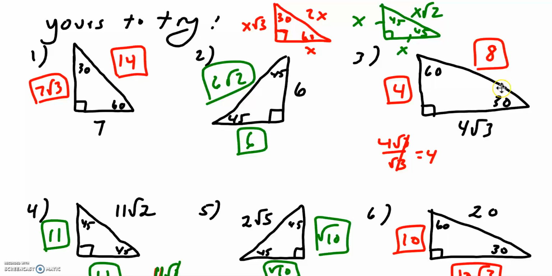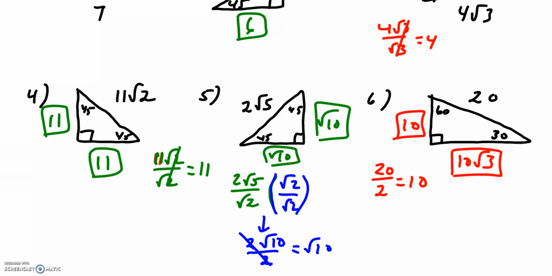Number 3, I was given a 30, 60, 90 triangle. This time I was given the longer leg across from the 60. So when I looked at my triangle, I realized that to get from my longer leg to my shorter, I had to take the number that I was given and divide by root 3. And when I did so, I got the shortest leg to be 4, which meant that my hypotenuse was double the shortest leg, so 8.